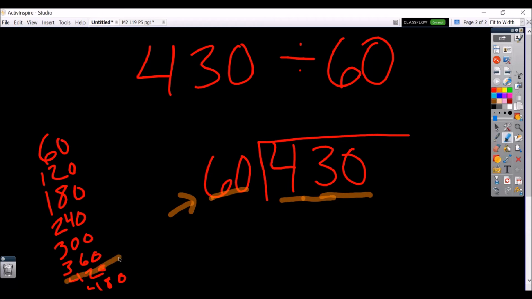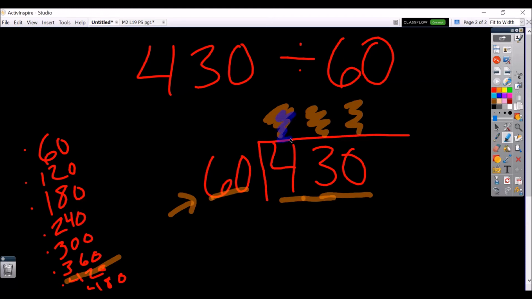And yeah, I saw it when I was counting. It's the 420, which was how many groups? 1, 2, 3, 4, 5, 6, 7 groups. Now, where do I put it on the top number? Where do I put the quotient? Do I put it over the 4? Do I put it over the 3? Or do I put it over the 0?